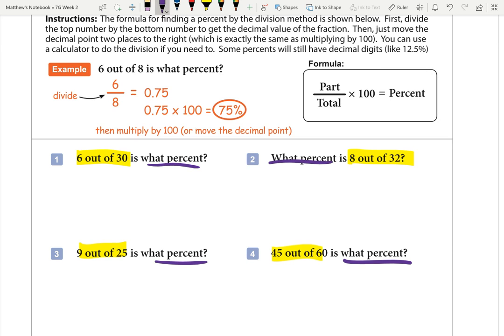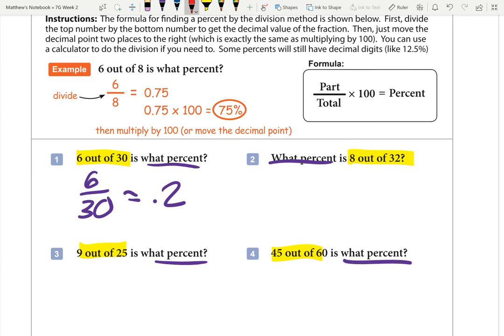Because when we divide 6 out of 30, for example, 6 over 30, it's going to give us a decimal, all right? And the reason we divide here is because there's not a number you can multiply 30 by to get to 100, right? There is no number that you can just do 30 times 3 or 30 times 4. It won't get you to 100. So this is where this method comes into play. I'm going to do 6 divided by 30. That gives me 0.2.